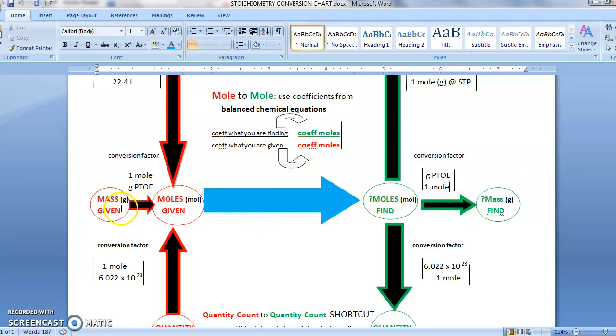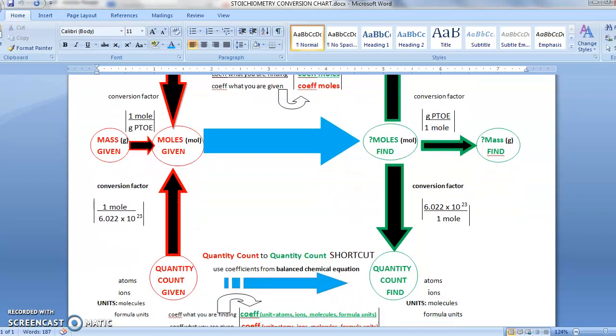You take the mass of what you're given and convert it to moles. You need the periodic table to do that. You'll take the moles of what you're given and convert it to moles of what you're trying to find. To do that, you'll need a balanced chemical equation. And the final step is to take the moles of what you are trying to find and convert it to the mass of what you're trying to find. And you'll use, again, the periodic table. Anytime you go mole to mass or mass to moles, you need the periodic table. Anytime you go mole to mole, you need a balanced chemical equation.